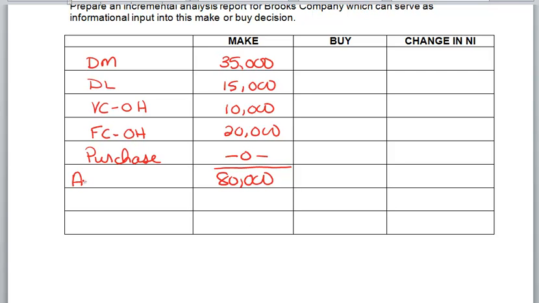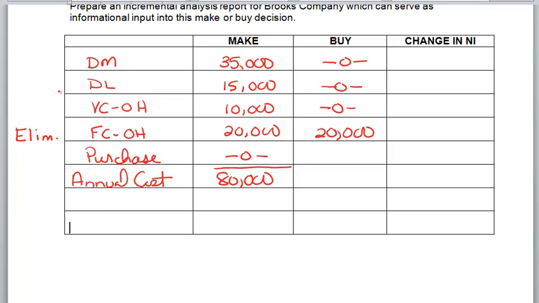This is my annual cost if I make. Under buying, I would have no direct materials. I would have no direct labor. I would have no variable cost for overhead. The $20,000 would be the same under each one. And that's why normally we eliminate this.